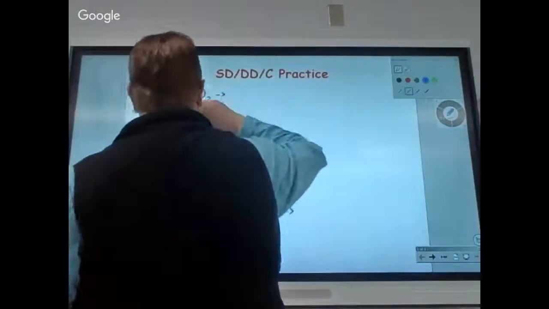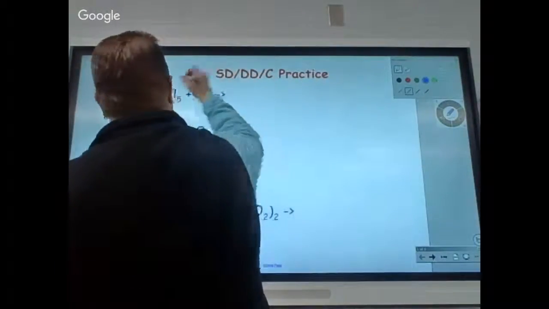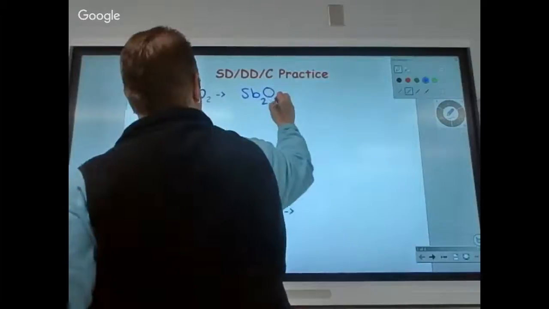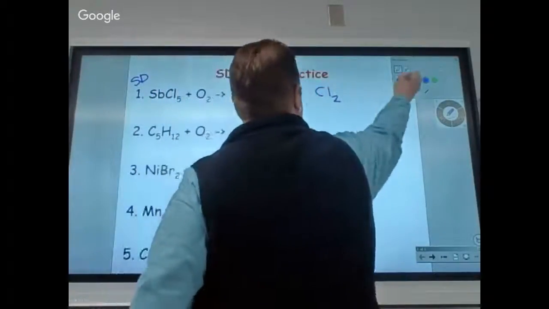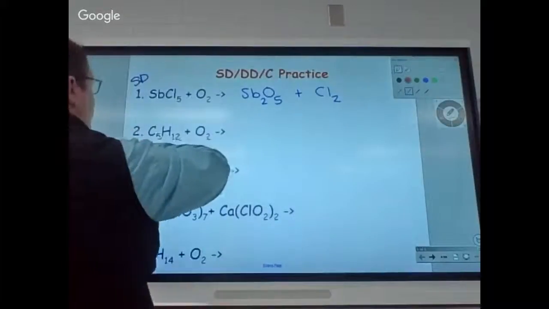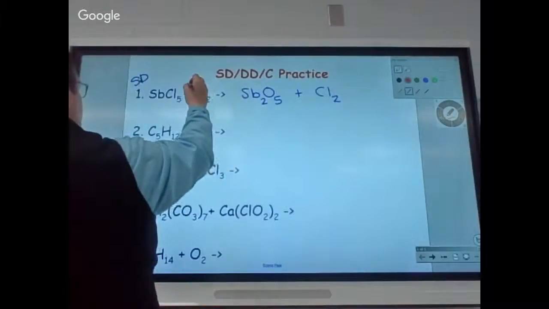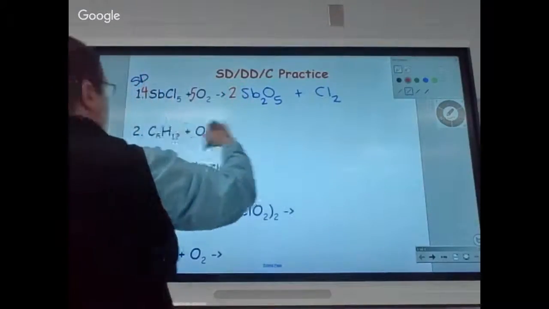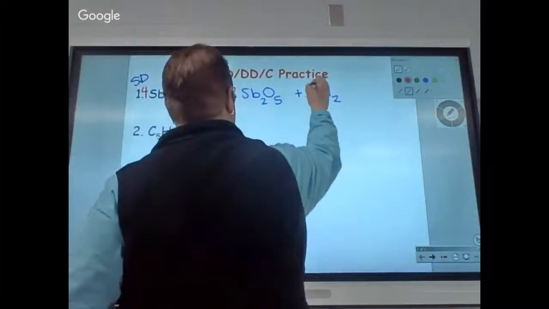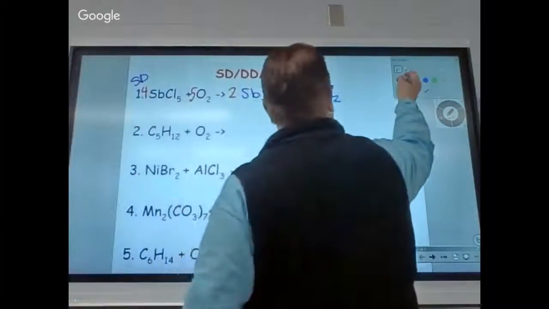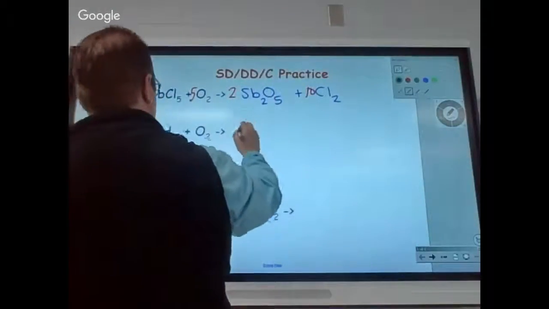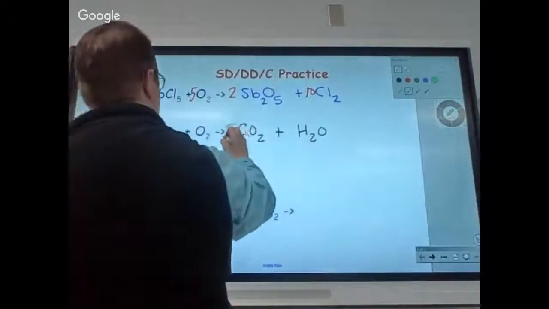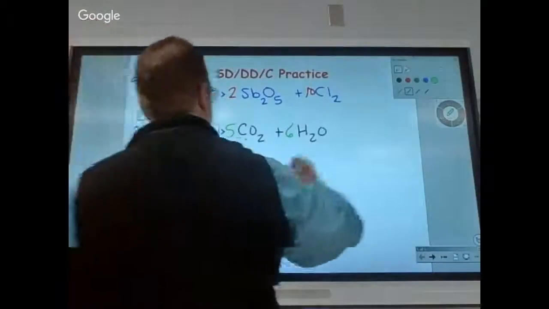So, this was single displacement. So you would have wound up with SbCl5 plus O2 and chlorine. So to balance this, you would have had what? A 5 and a 2. So we would need a 5 and 2. That would make 4. So 4. That would make 20. So we would need what? 10. All right. For this one, this is combustion. So we would need CO2 plus H2O. We would have 5, 6, 16, 8.